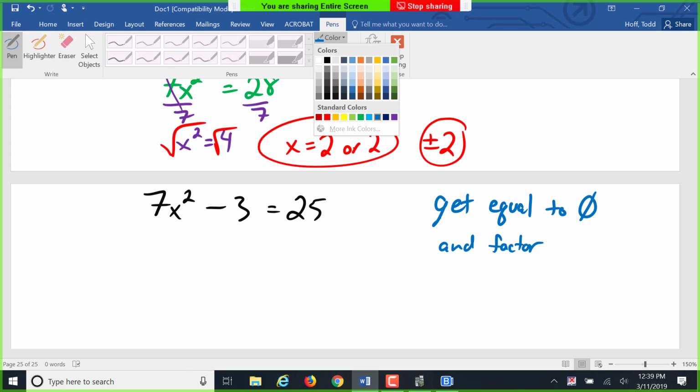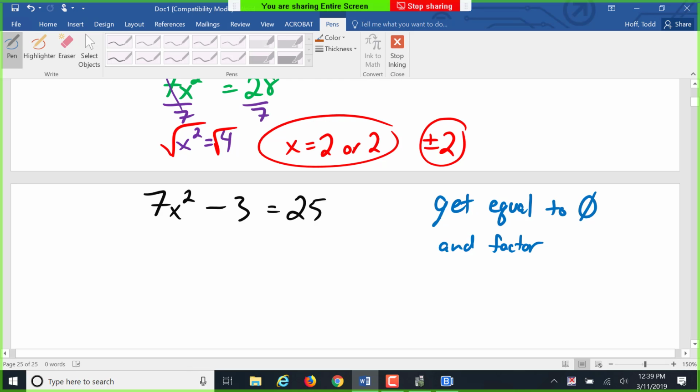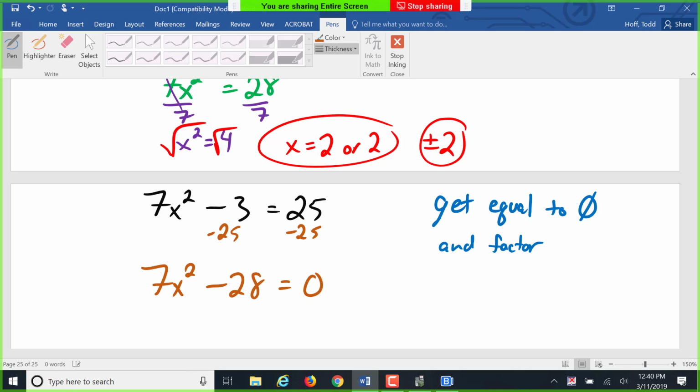So to make it equal to 0, everything's already on the left side, so we would subtract the 25. That's going to give us 7x squared minus 28 equals 0. And then it would be a matter of factoring it.